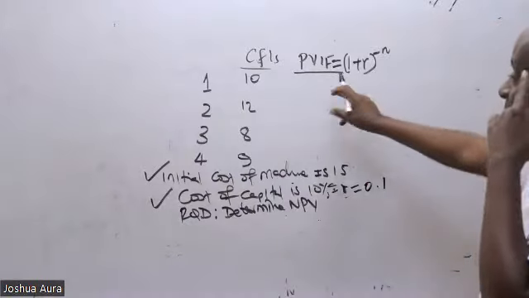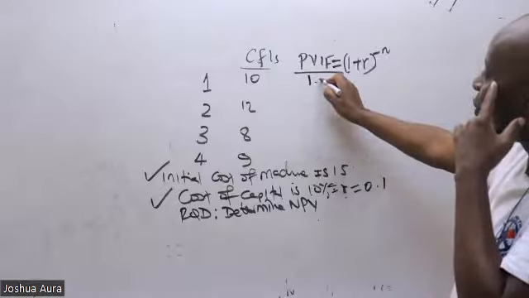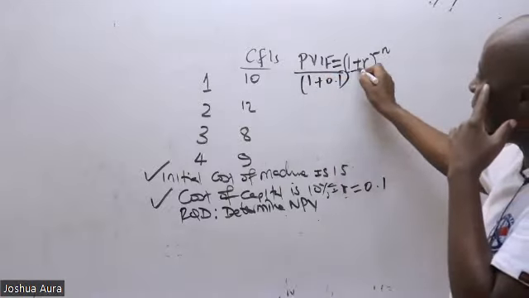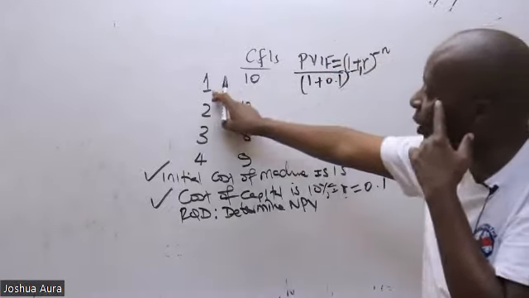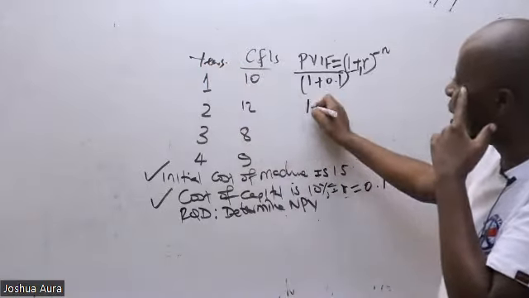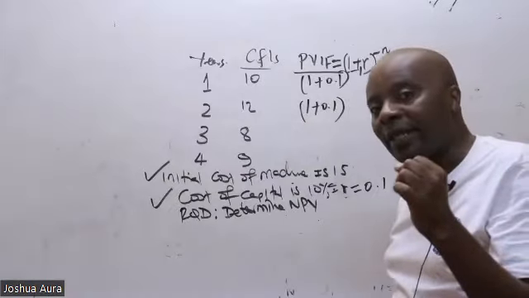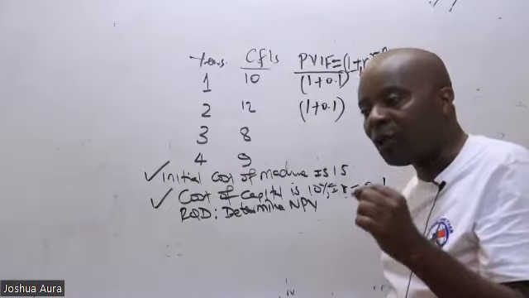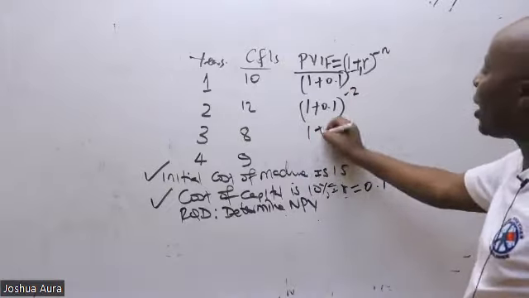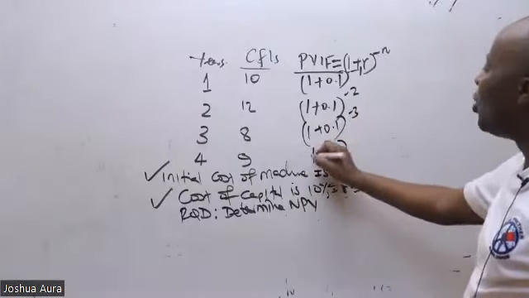So when I come here to get PV, ladies and gentlemen, I'll write 1 plus 0.1 raised to negative 1, because n is the time period. These are the years. Then I go to the second one and say 1 plus 0.1, because the cost of capital does not keep on fluctuating, raised to negative 2. 1 plus 0.1 raised to negative 3. 1 plus 0.1 raised to negative 4.